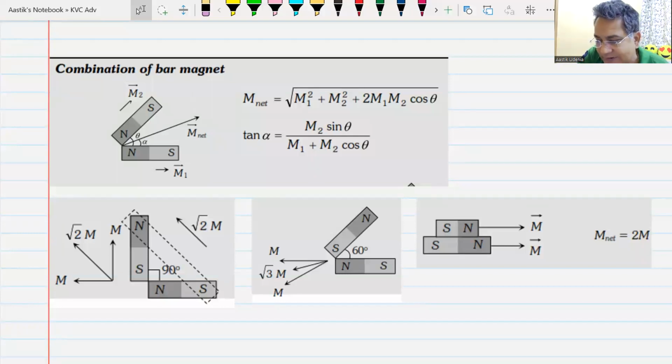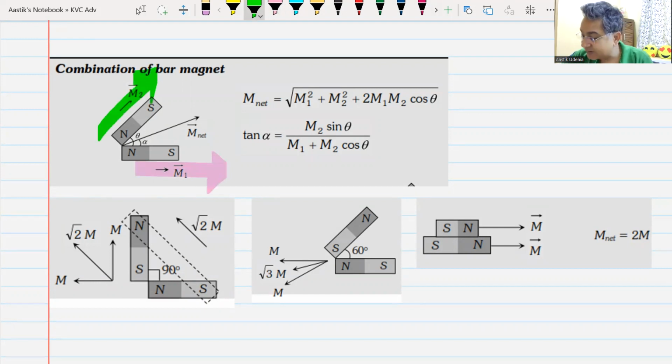Then remember, this magnetic dipole moment is a vector quantity. So if you have two magnets at different orientations, if you combine these two magnets, the combined magnetic moment will be given by the vector addition. As you can see here, the magnetic dipole moment of this magnet is going like this, and the magnetic dipole moment of this magnet is going like this. The net magnetic dipole moment will be like this. So these are two vectors. We have to add the two vectors. Do we understand this? A square plus b square plus 2ab cos theta. We understand this? Yes, sir.